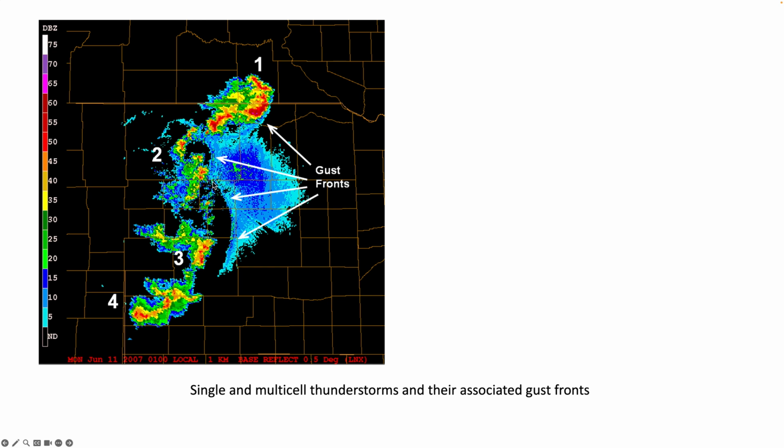Again, just because we have gust fronts, and you can see it really clearly here, doesn't mean that you necessarily have thunderstorms going on at this moment. You can see a little bit of green here, a little bit of development, so maybe a little bit later on you get thunderstorms. So here are single cells, multi-cells, and their associated gust fronts.